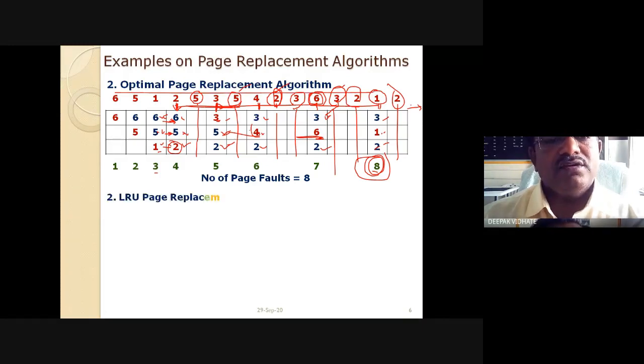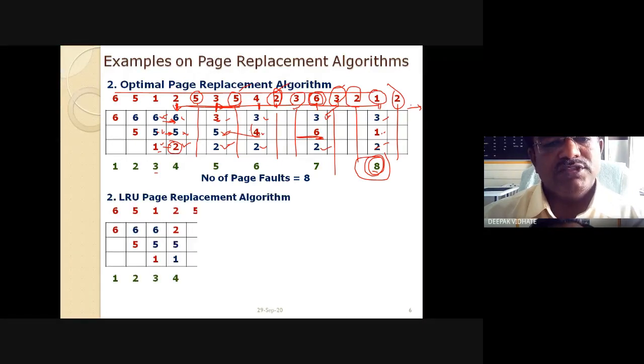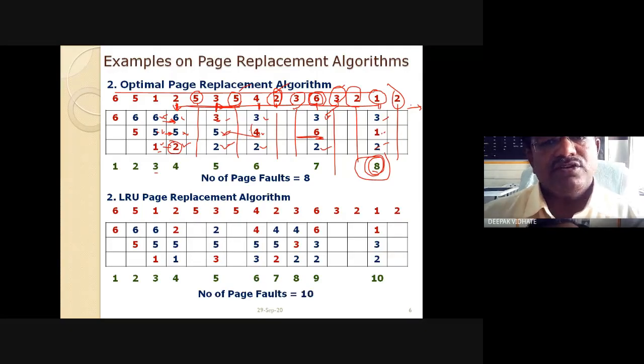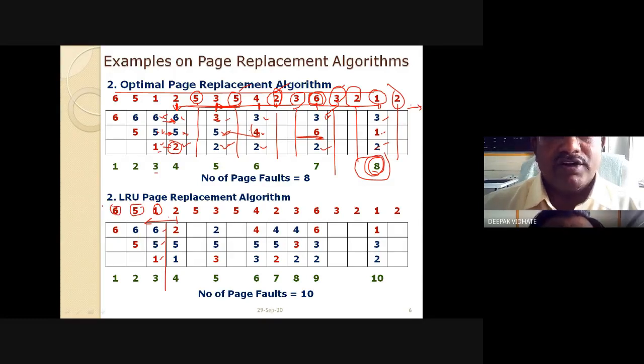The same way, for the LRU page replacement algorithm, just look in the backward direction, or look into the past. Now for 2, we have to look in this direction. Compare between 6, 5 and 1. 1 is here, 5 is here, and 6 is at a longer distance. So 6 is replaced by 2, with 5 and 1 as they are, right?